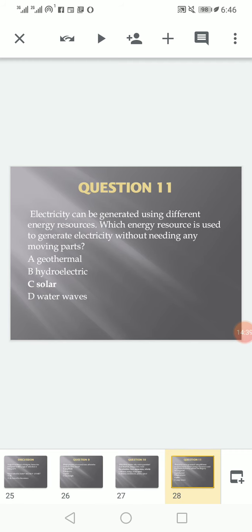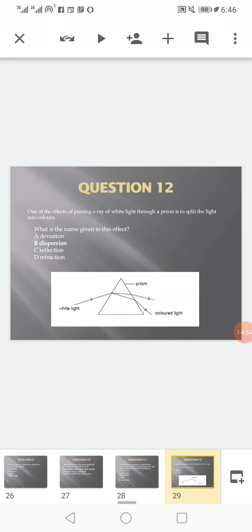Electricity can be generated using different energy sources. Which energy source is used to generate electricity without needing any moving parts? The only source that does not require any moving part is the solar. Hence, the option is C.